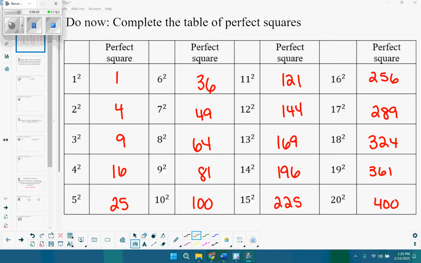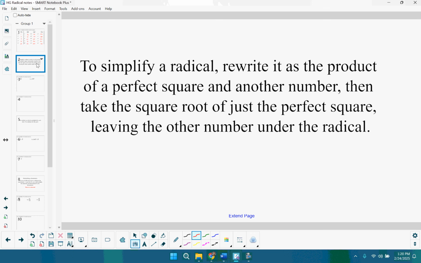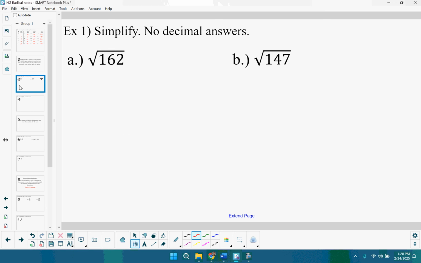So this is our list of our perfect squares up to 20 squared, right? Because 1 squared is 1, 2 squared is 4, 3 squared is 9, and so on. So 1, 4, 9, 16, 25, and all of these numbers are considered perfect squares because they were formed by something being squared. To simplify a radical, we're going to rewrite it as the product of a perfect square and another number. And then we're going to take the square root of just the perfect square part, leaving the other number still under the radical.